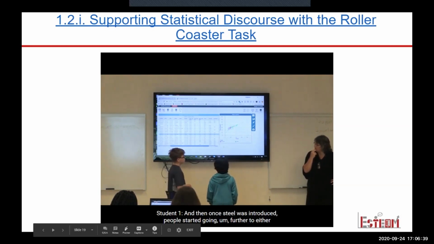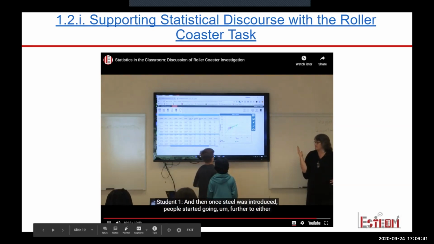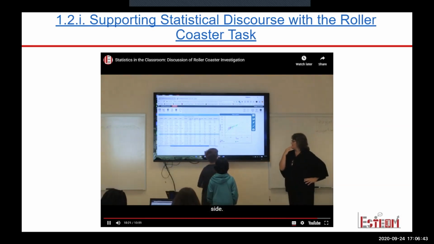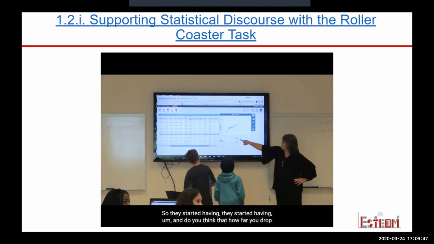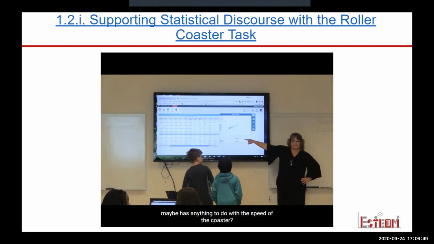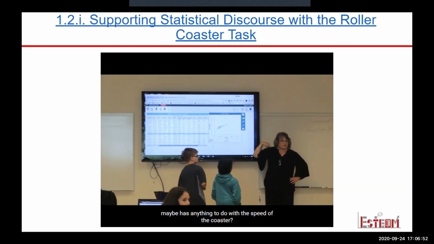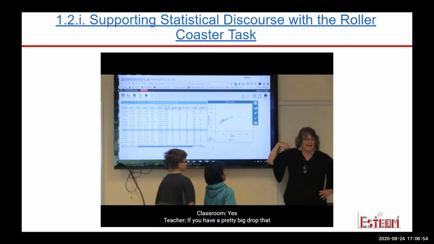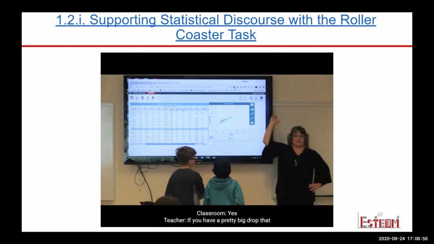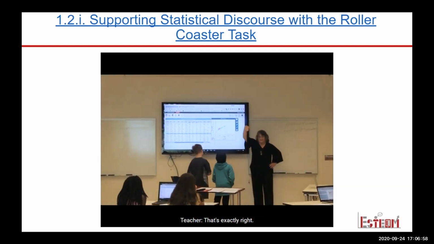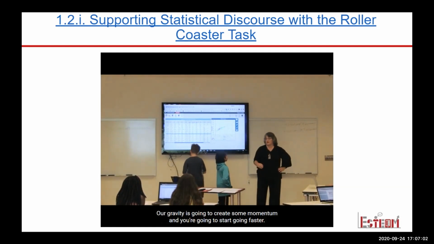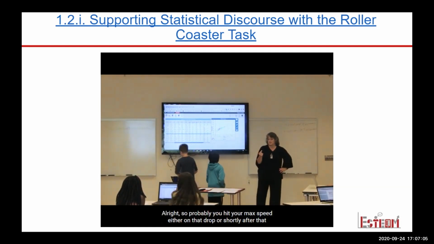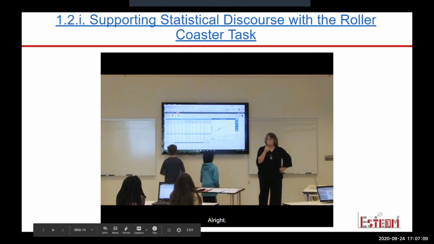And then once steel was introduced, people started going further to either side. And do you think that how far you drop maybe has anything to do with the speed of the coaster? Yes. If you've got a pretty big drop, that gives you... Gravity creates momentum. That's exactly right. Gravity is going to create some momentum and you're going to start going faster, all right? And so probably you hit your max speed either on that drop or shortly after that drop, all right?